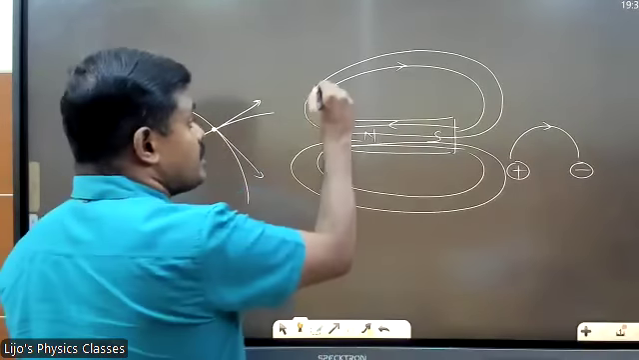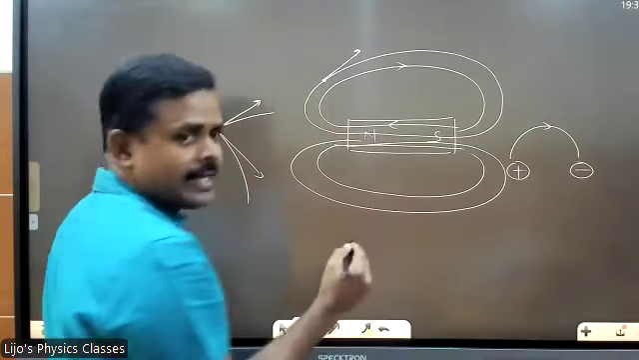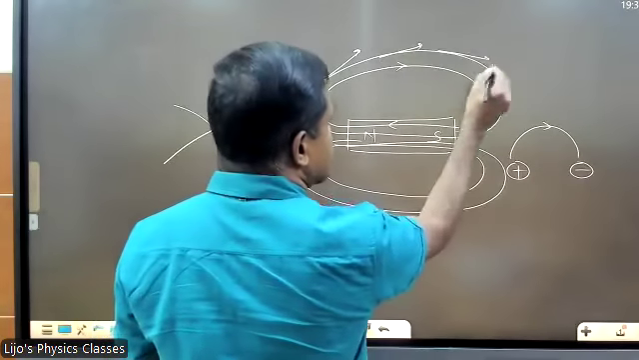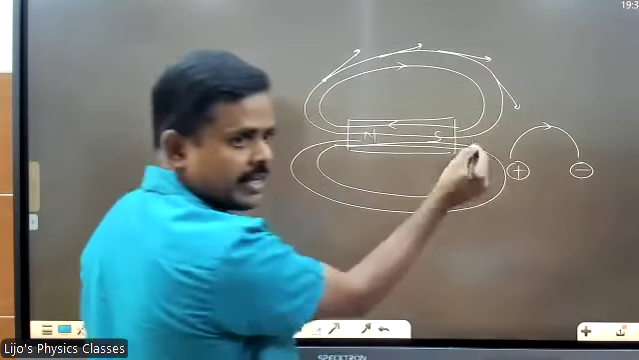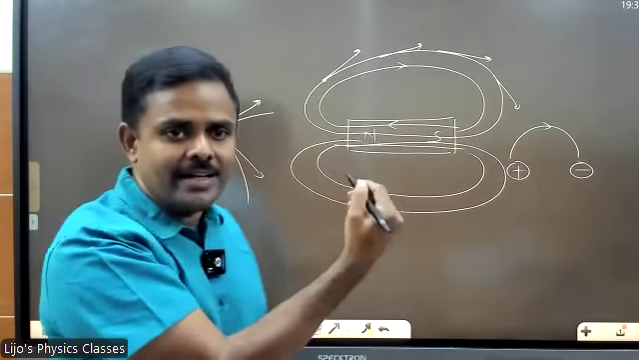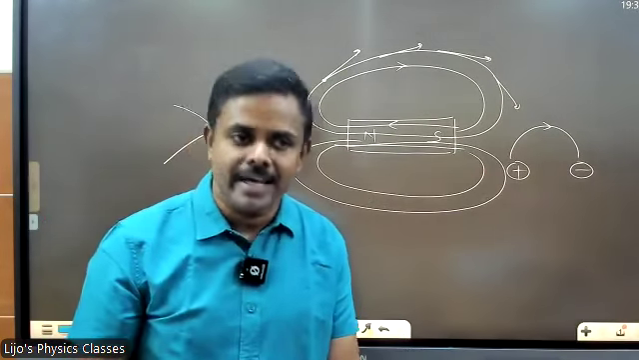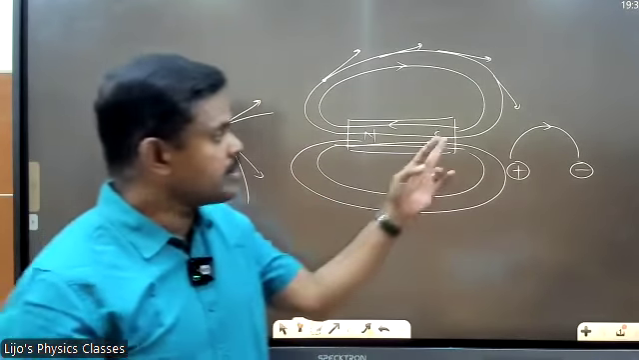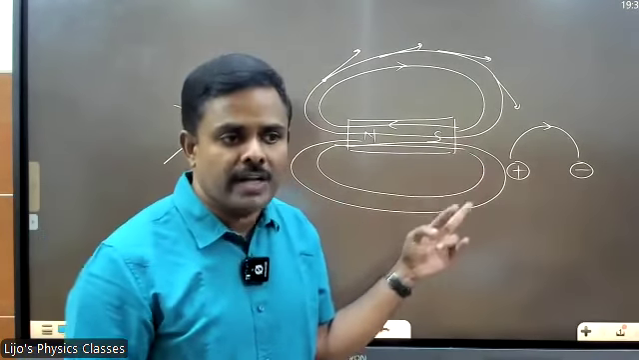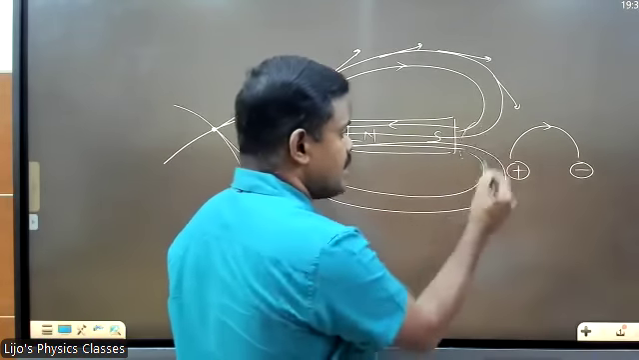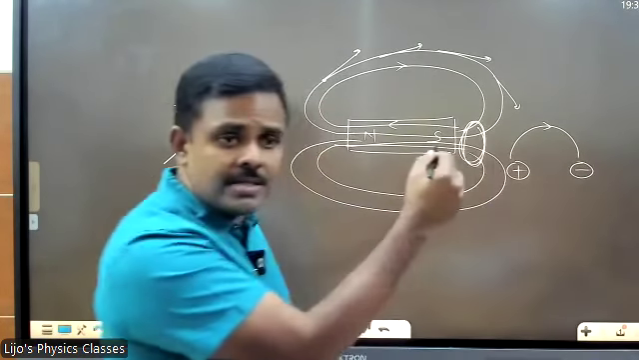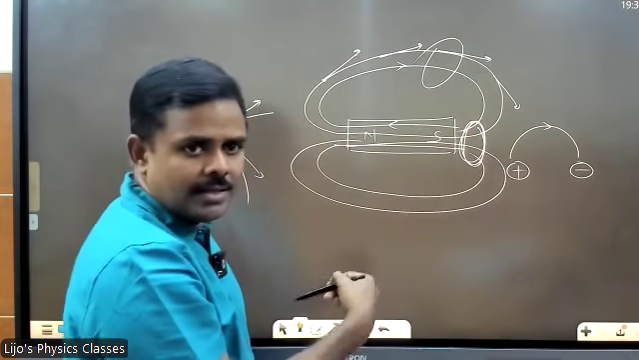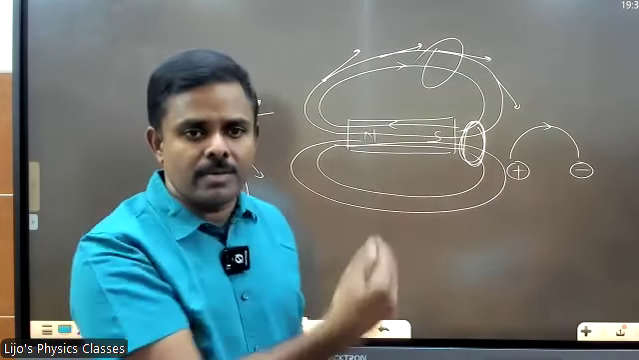Then another point is, you can draw the tangent to get the direction. Tangent gives the direction. Everywhere, the magnetic field direction is given by tangent. All right. Then the last point, closer the field lines, stronger the field and vice versa. Here the field lines are closer, right? Because the field is stronger there. But as you can see here, the lines are far apart because it is weaker away from the magnet.